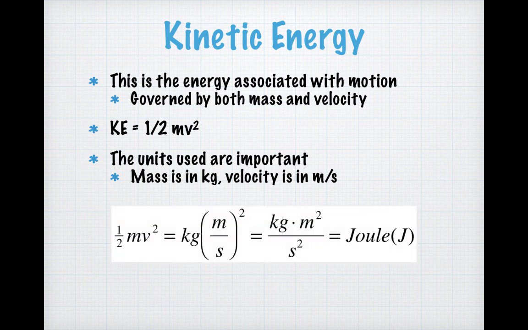And all we're really worried about here is our units. So we have kilograms for our mass unit. We have meters per second for our velocity unit, and that gets squared. So we end up with kilograms, meters squared per second squared, and this is equal to the SI unit of energy, the joule, which we just use as a capital J.